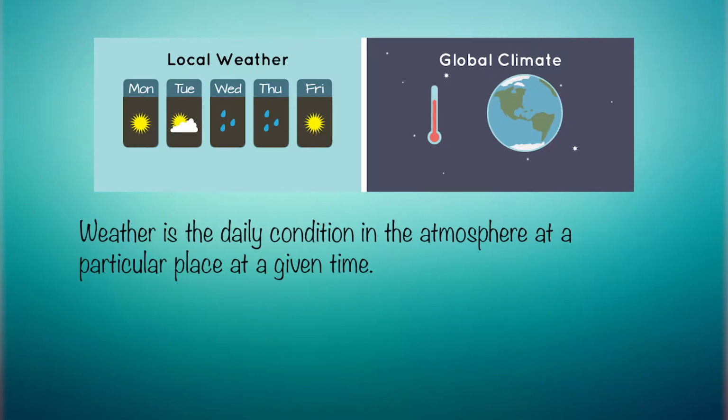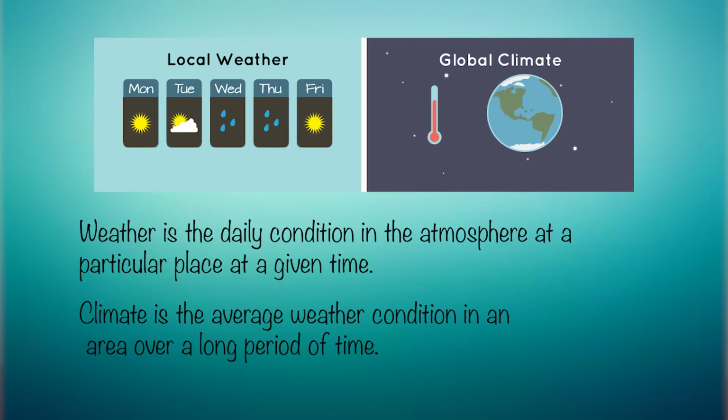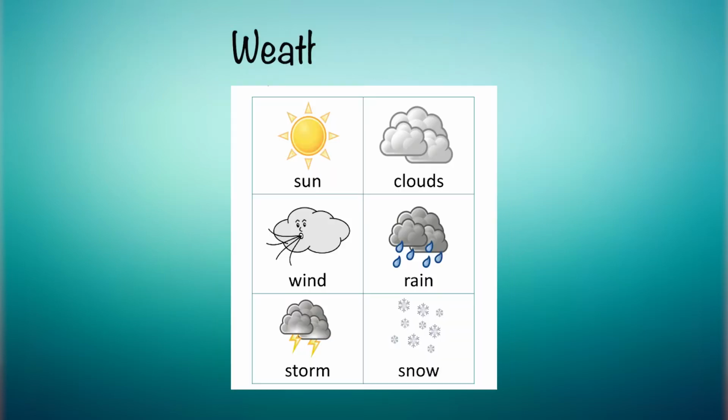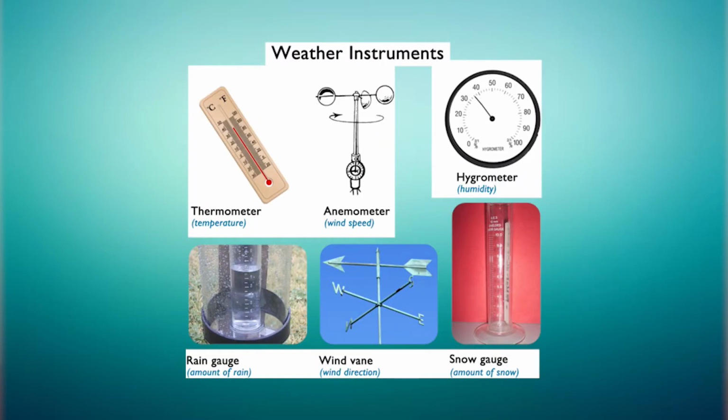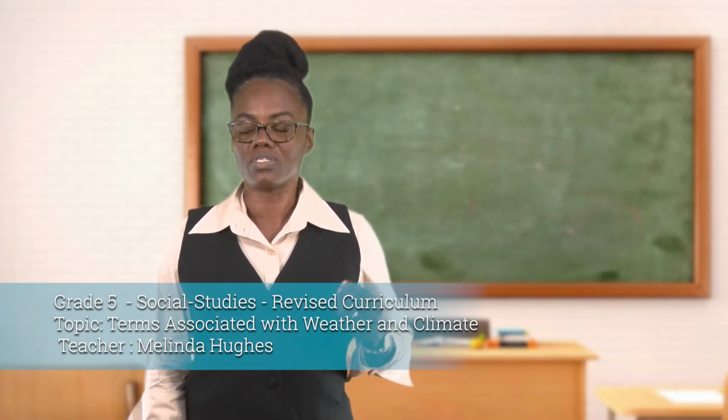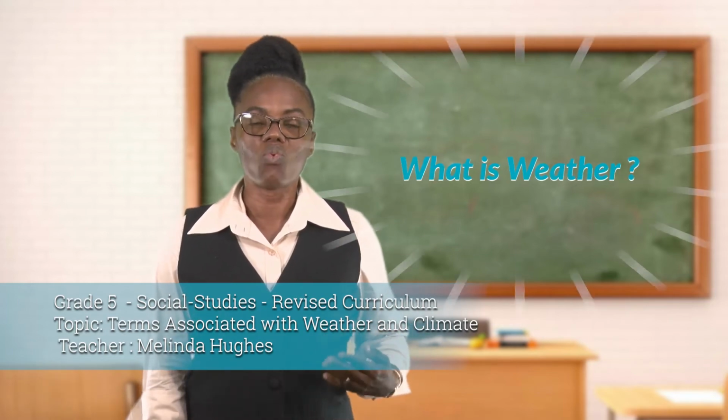Previously, we would have examined certain aspects of weather and climate. So we would have defined weather, we would have defined climate, we looked at the difference between weather and climate, we would have also studied patterns that are associated with weather. We also identified instruments that a meteorologist uses in order to predict the weather. So today, we will focus specifically on terms that are associated with weather, and as we do, we will recap the definition for weather and climate. Let's get going. What is weather?